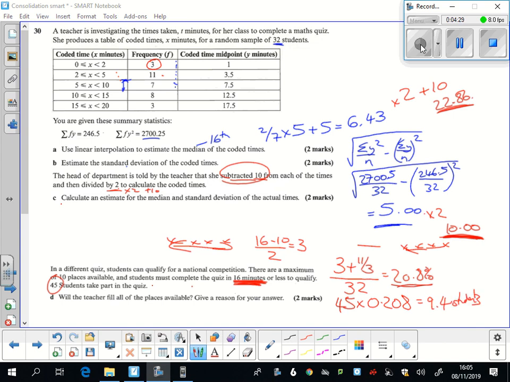Now, teacher wanted 10 students, so the answer's saying no, because 9.4 is less than 10. I'm saying don't be silly, that's pretty close. But the maths there, I mean, it's a complicated way of putting a question to do with linear interpolation and coding.